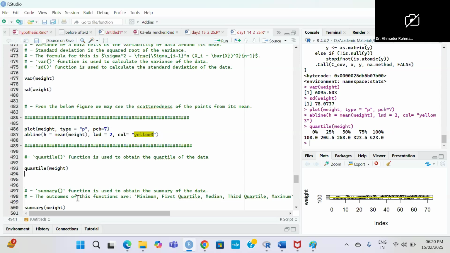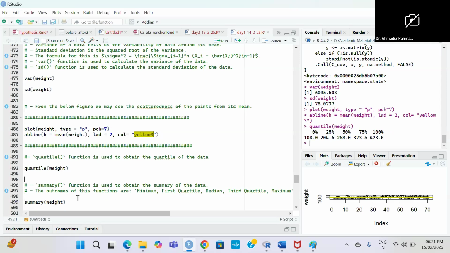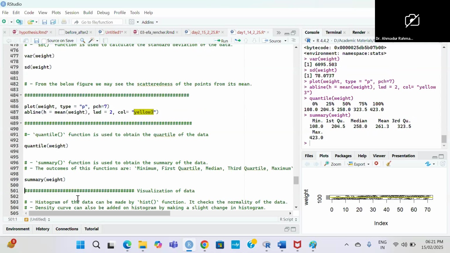So quantile gives us these values, and then there is one more function, summary, that includes these four too with some other things. See, minimum, first quartile, median, mean. One more value is here, mean. Mean is also involved in this function. And then third quartile, and then max. You can compare both of them. They are giving us the same result, only mean is additional in this summary function.